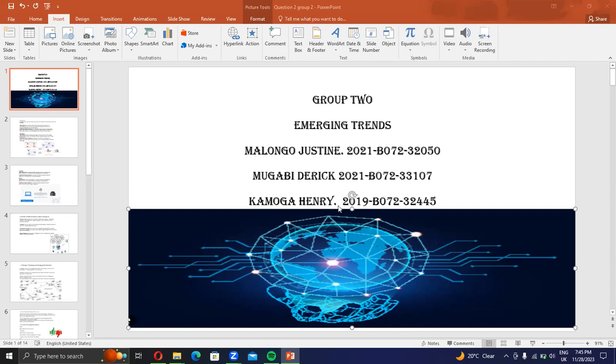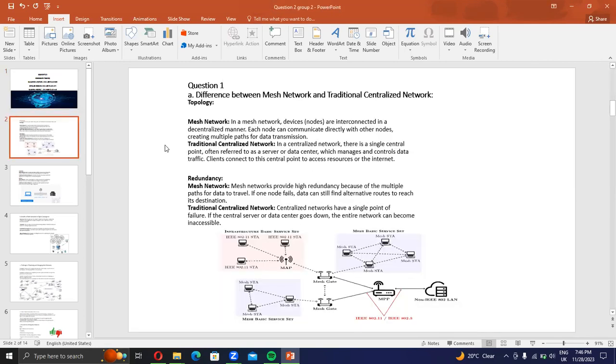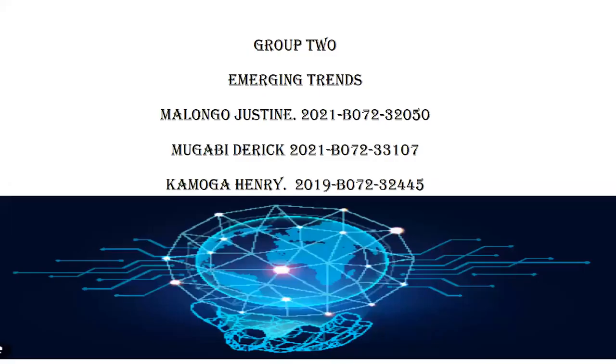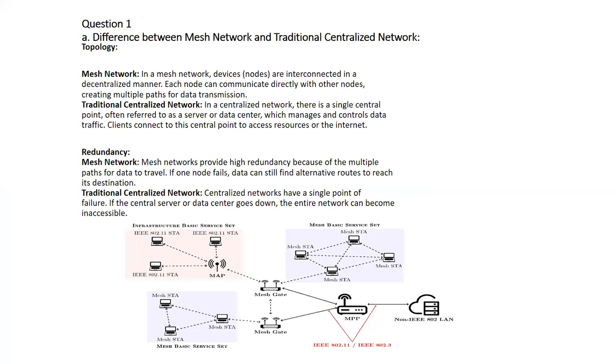So I will be taking you through the question, which states: the difference between mesh network and traditional centralized network. In mesh network, devices are interconnected in a decentralized manner, whereby each node can communicate directly with the other nodes, creating multiple paths for data transmission.